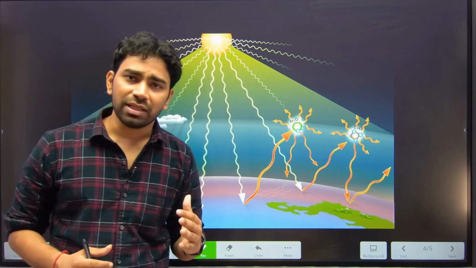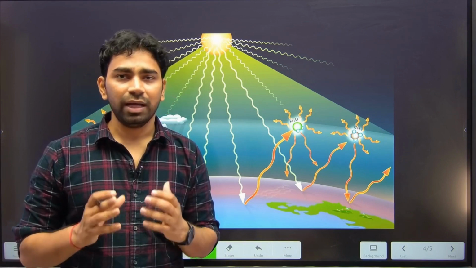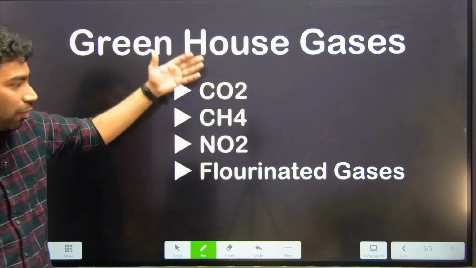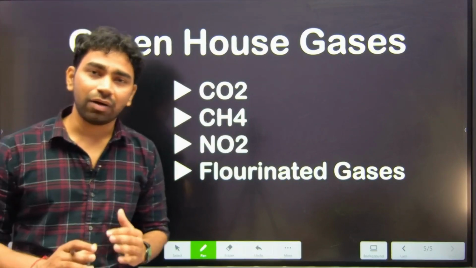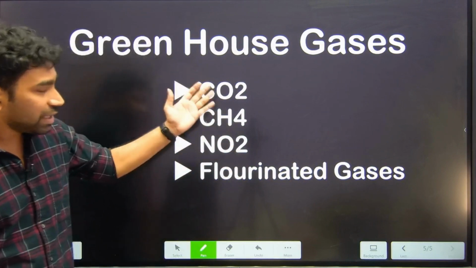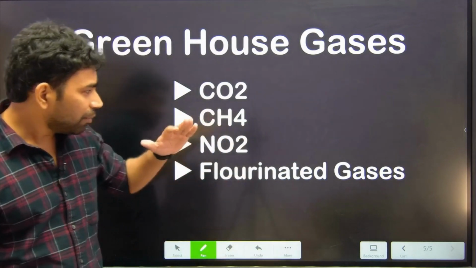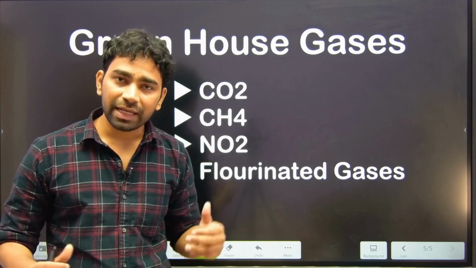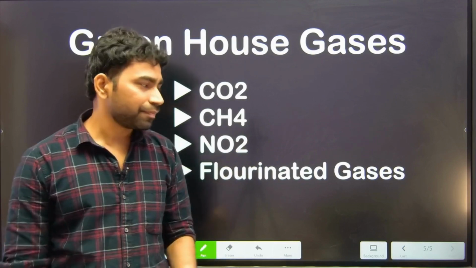Now my next question is: how many types of greenhouse gases are present in the earth's atmosphere? As you can see here, I have written 4 greenhouse gases. Number 1 is carbon dioxide, and this gas accounts for almost 76% of the total greenhouse gas emission. Its main sources are transportation, burning of fossil fuels and other industries. Number 2 is methane, which is primarily produced from paddy fields, and it accounts for almost 16% of the total greenhouse gas emission.